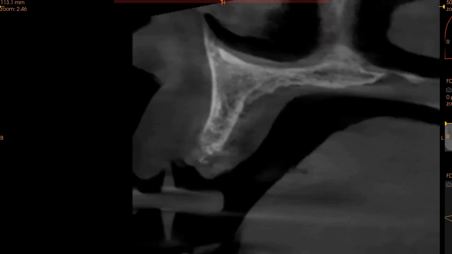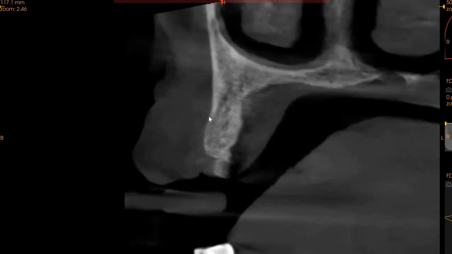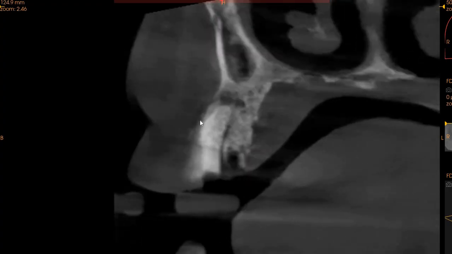Then we move on to the lateral region. Again, very thin ridge here, just 3 millimeters of bone width, or 4 millimeters, 16 millimeters of height. In the region of the canine, again we've got slightly better bone, 5 millimeters of width with 17 millimeters of height, and this is the premolar region.